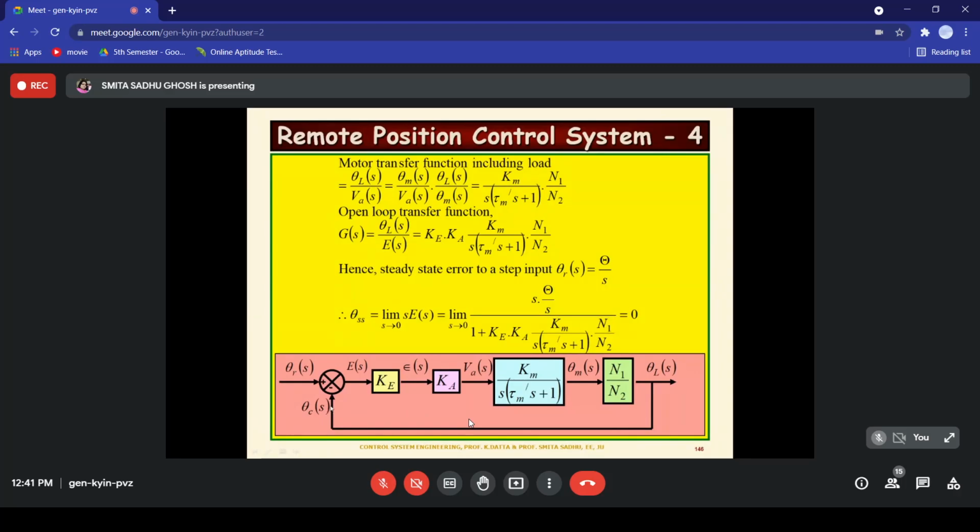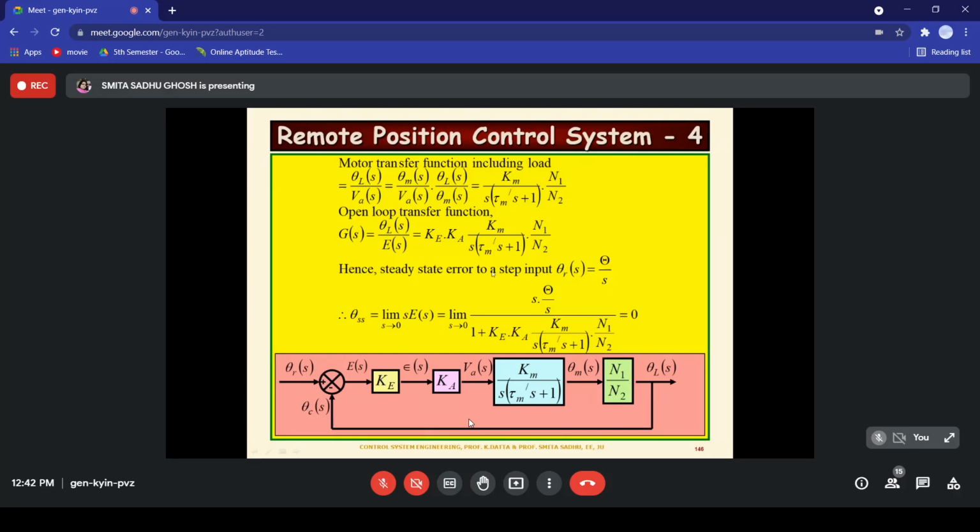I already mentioned that since there is no gearing arrangement between the load and this theta C, that's the shaft of the error detector, the gain over here in the feedback path is equal to 1. If there had been a gearing arrangement with a non-unity gain, that gain would have come in the feedback path, right, over here. But nevertheless, for our arrangement as we are studying it, this is equal to a unity feedback, right?